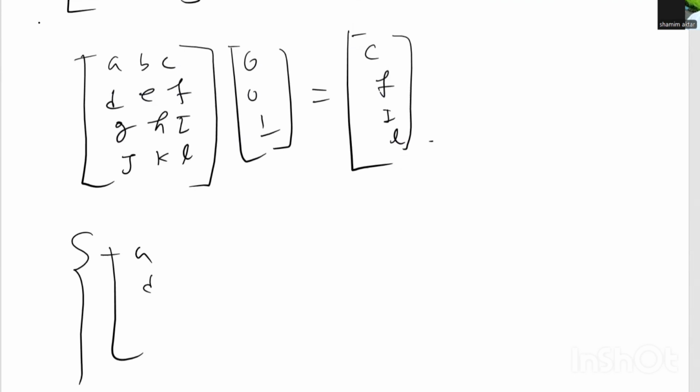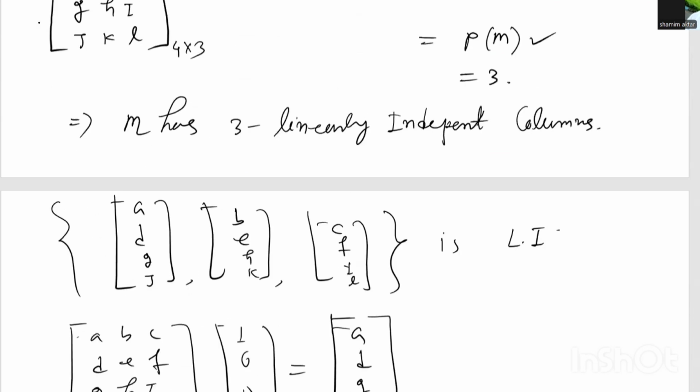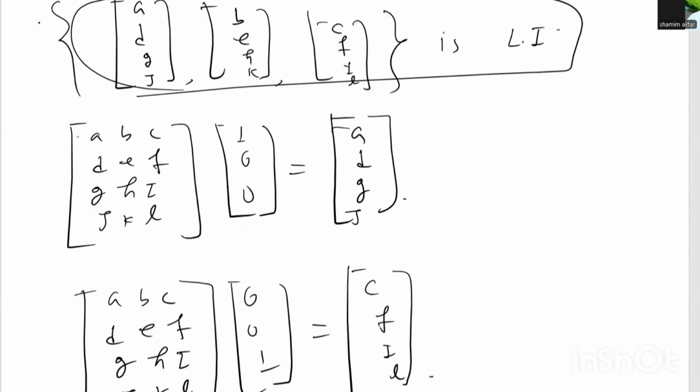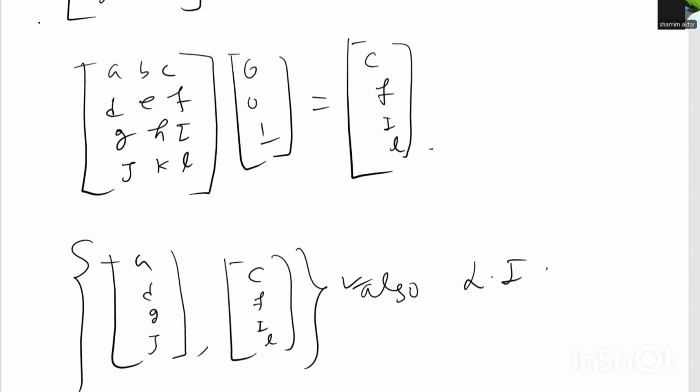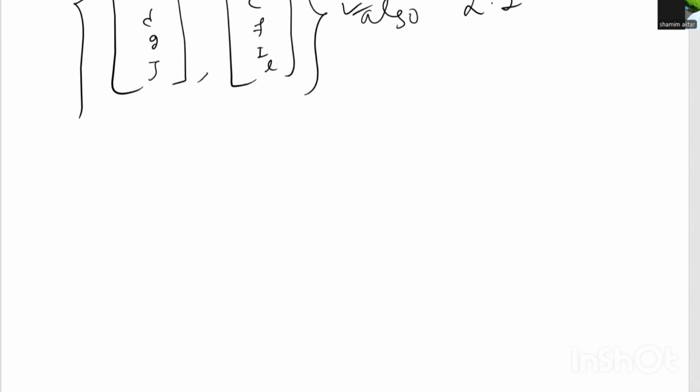Now this set, A, D, G, J and C, F, I, L, is also linearly independent. Why? Because the full set is linearly independent and we know that every subset of a linearly independent set is also linearly independent, and this is a subset of that set. So this is also linearly independent. So option number D is true.